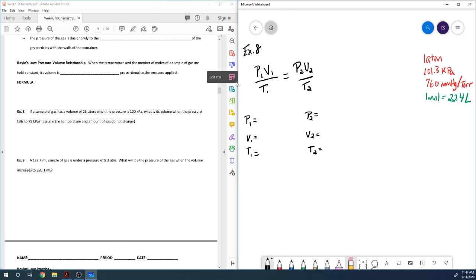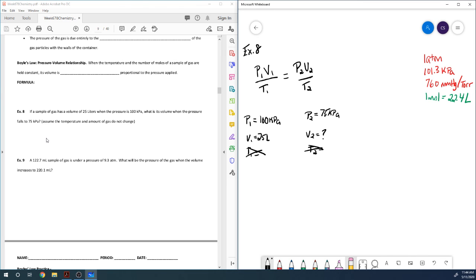Okay, so if a sample gas has a volume of 25 liters, there's our volume, when the pressure is 100 kPa. What is the volume when the pressure falls to 75 kPa? Okay, notice it did not say anything about temperature, so we can cross it out.